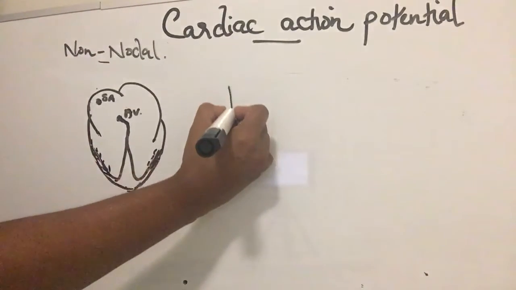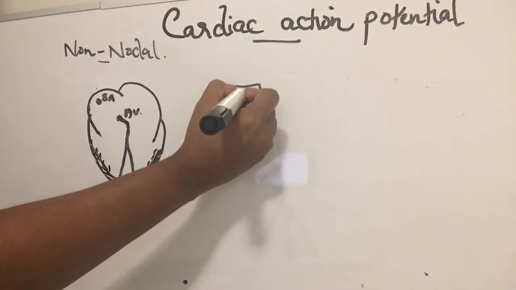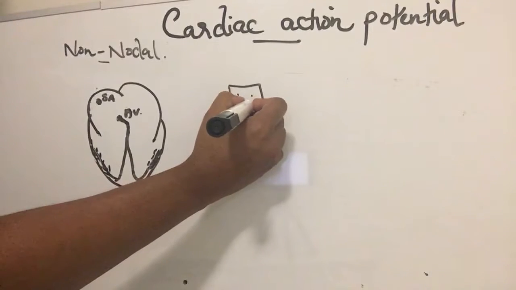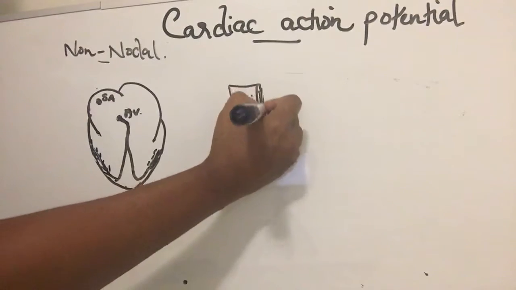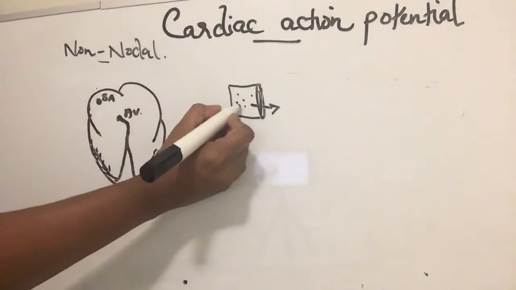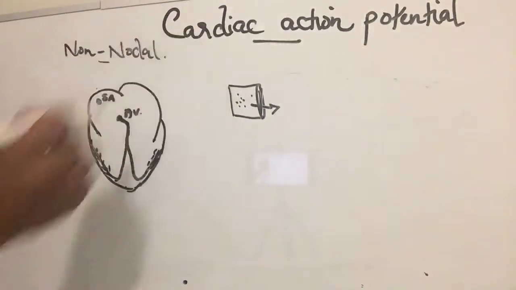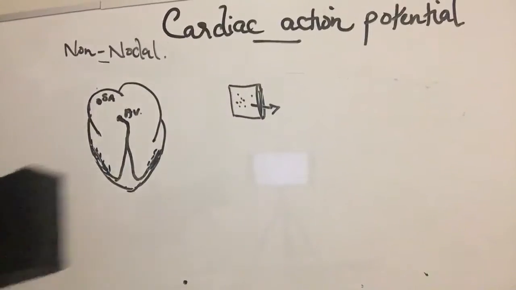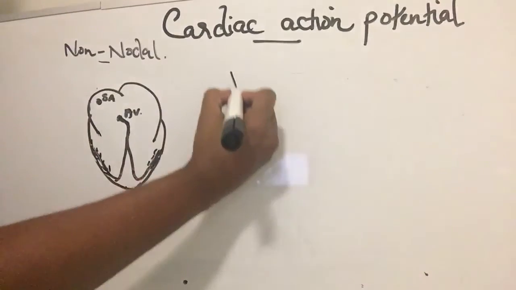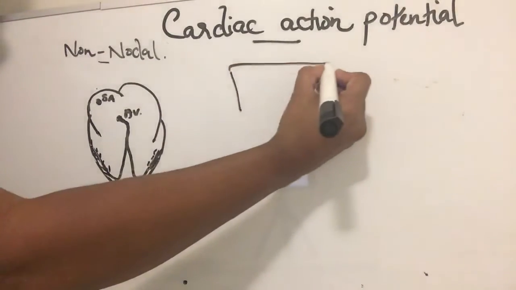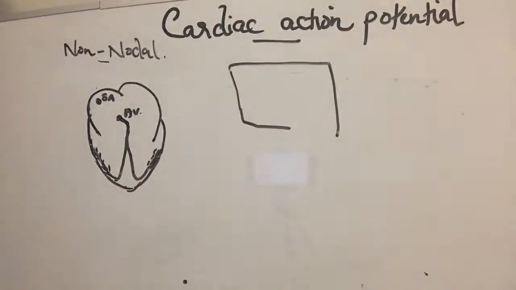Okay, I'll draw a cell. So impulse forms inside the cell, which transmits to the next cell through the intercalated disc. So how does the impulse form in the cell? And that is what cardiac action potential is. So this is a cell, and we are going to go through 3 ions today.